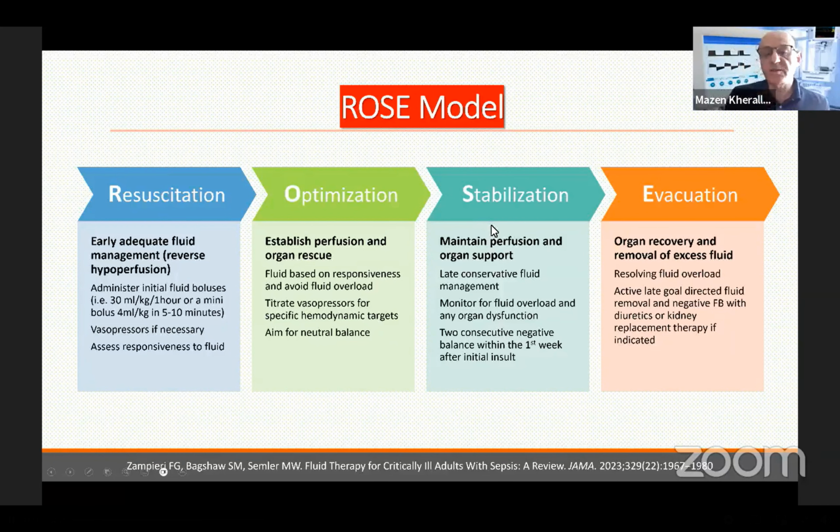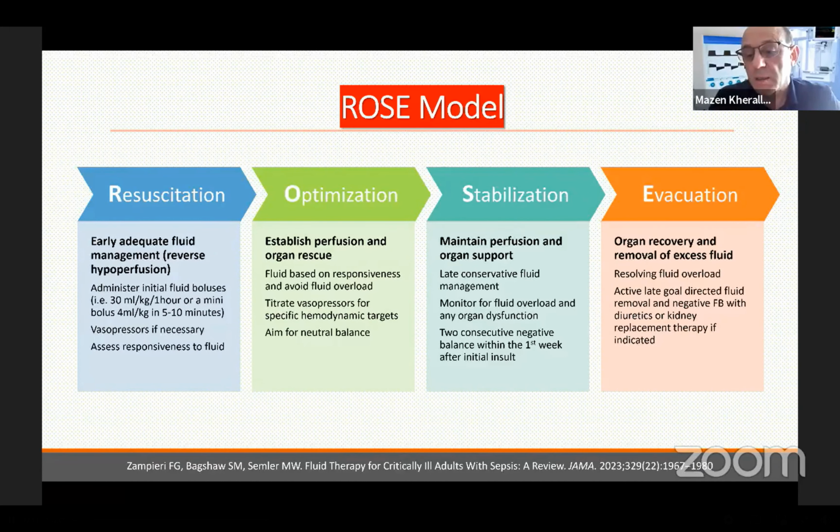In the stabilization phase, the goal is to maintain perfusion and organ support. But in terms of fluids, since the patient is now stabilized, we need to start removing fluids. And the goal is to have 2 consecutive negative balances within the first week after the initial insult. So we monitor for fluid overload and organ dysfunction, and we try to aim for negative balance for at least 2 days in a row within the first week, and that's what we call late conservative fluid management. And the last phase would be the de-resuscitation or evacuation phase, and the goal is to have organ recovery and removal of excess fluid.